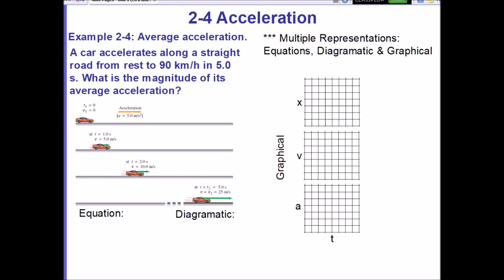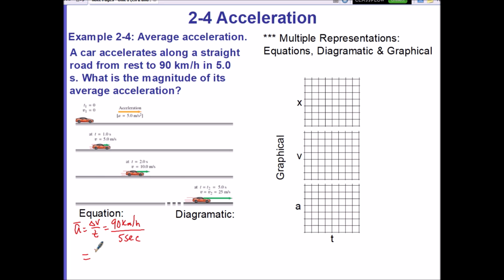So let's see. Average acceleration, example 2.4. A car accelerates along a straight road from rest to 90 kilometers per hour in 5 seconds. What is the magnitude of its average acceleration? Well, that's not too hard to do with an equation. We've already done that before with my other car there. So let's go ahead and try that here. With an equation, average acceleration is change of velocity per unit time. Doesn't really matter what units we use, so I'm going to stick with these. 90 kilometers per hour minus 0 all over 5 seconds.